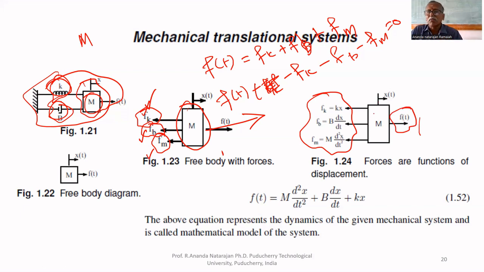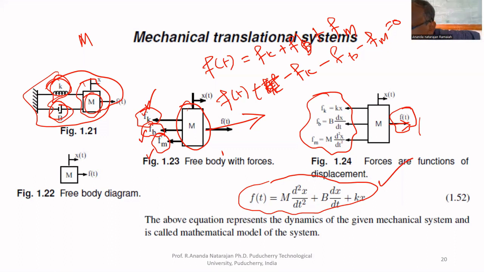So to obtain the mathematical model, we have to draw the free body diagram and mark the forces acting on it. Then we can write the mathematical model. What is the mathematical model? F of t equal to m d square x by dt square plus b dx by dt plus kx. This is the mathematical model in the time domain. The frequency domain we will see in the next class.